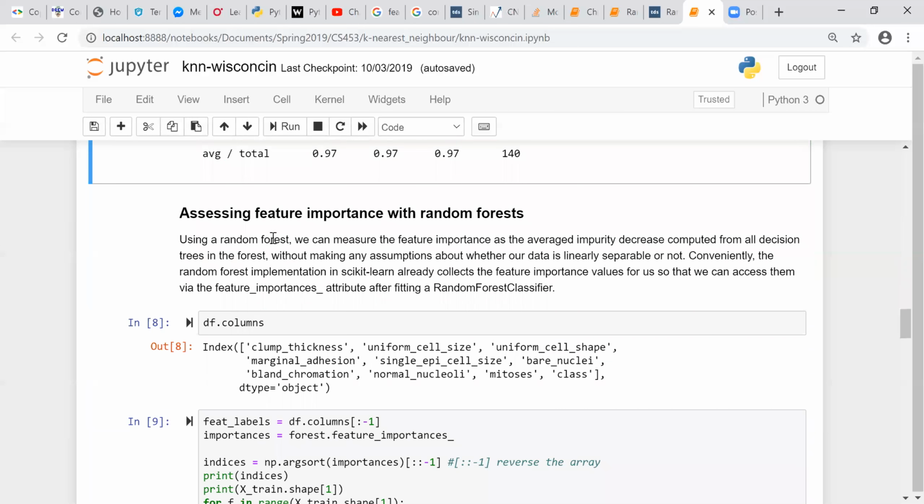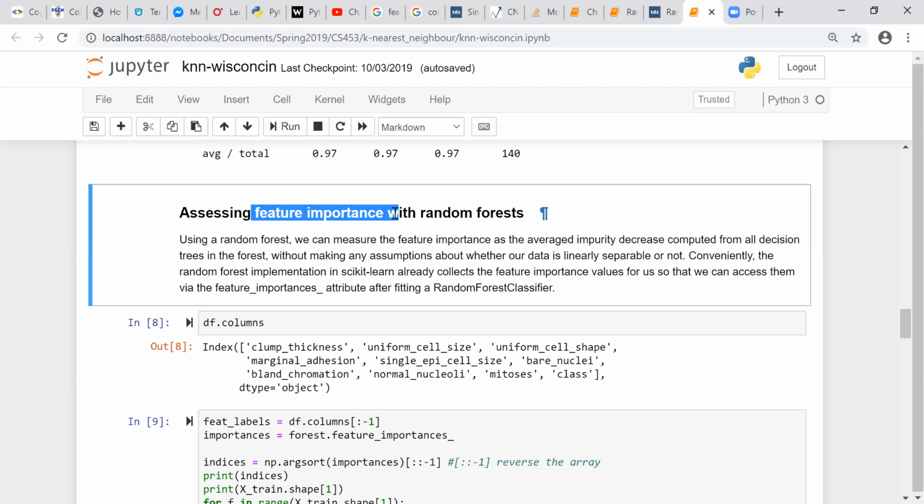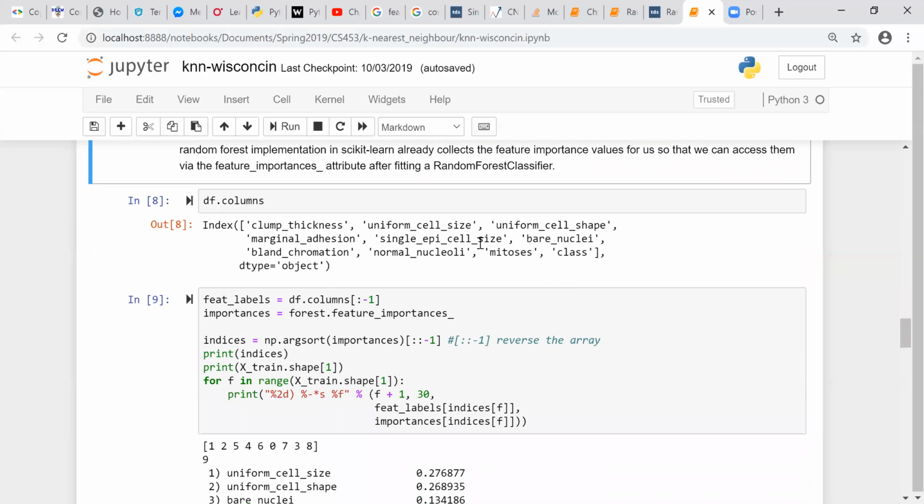And then what the next one tries to show is feature importance. In the previous unit, we also looked at feature importance. So let's take a look in this scenario.